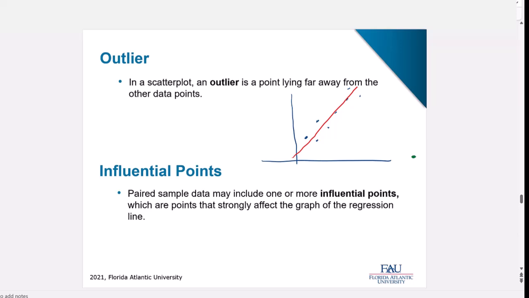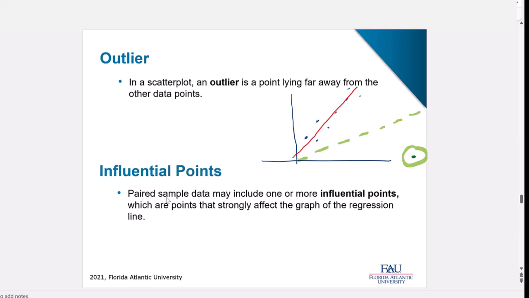If I were to add that point in, my regression line might change to something like this, which is now really far away from all the points except that one dot. We want to figure out why that dot is there. Is it an error? Is it there on purpose? If it's there on purpose, what is it about that point that makes it so far away from all the rest of our data? These are important questions to ask.